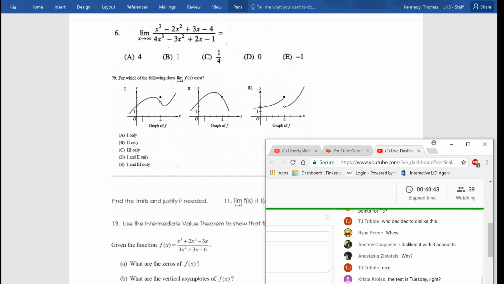If you actually prove the point, you're going above and beyond that. All right. The test is Tuesday. Yes, it is, Krista. Thank you, Andrew, for your stalwart support.